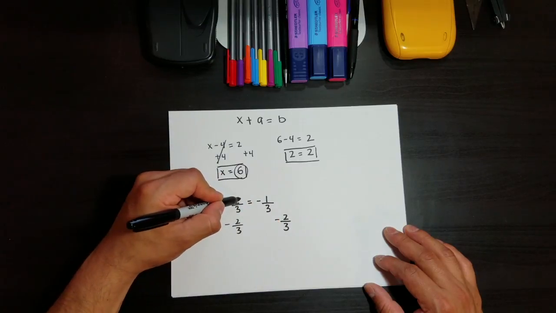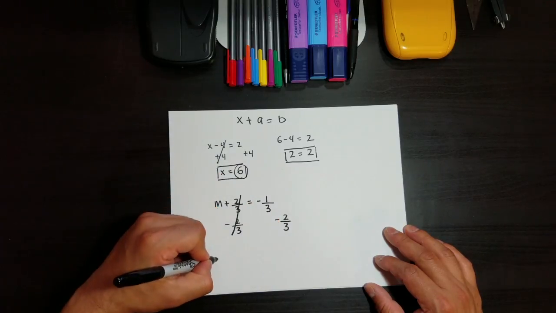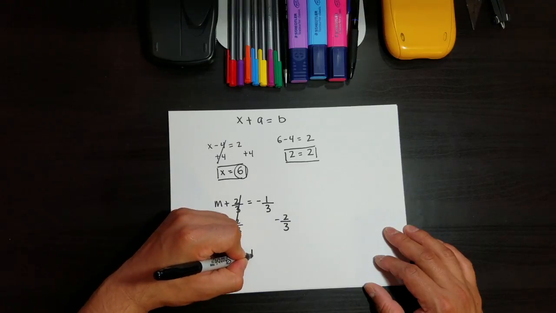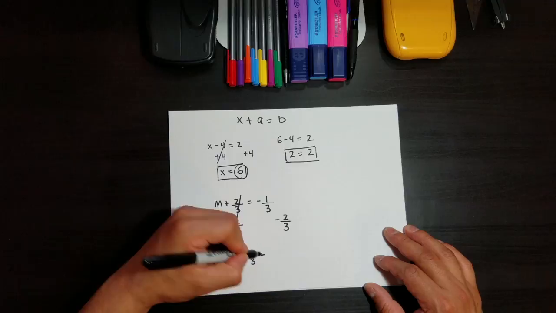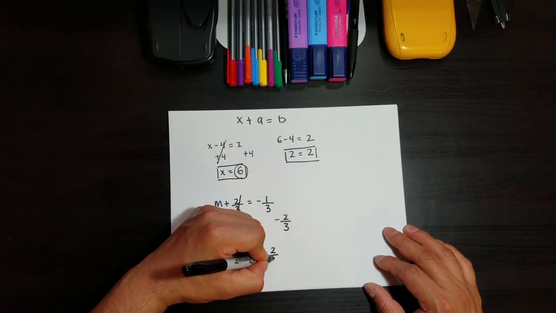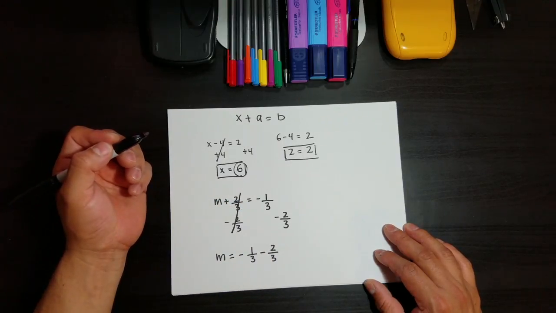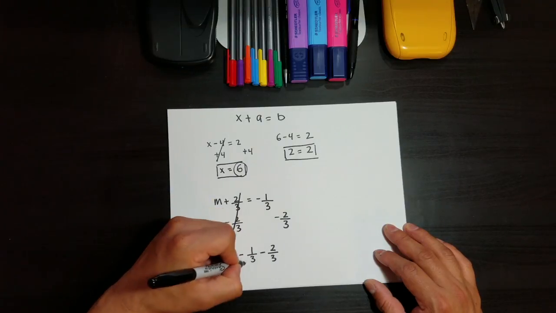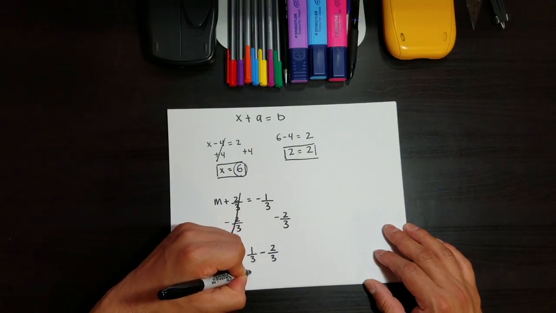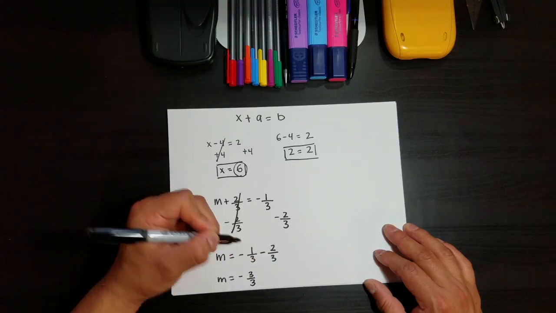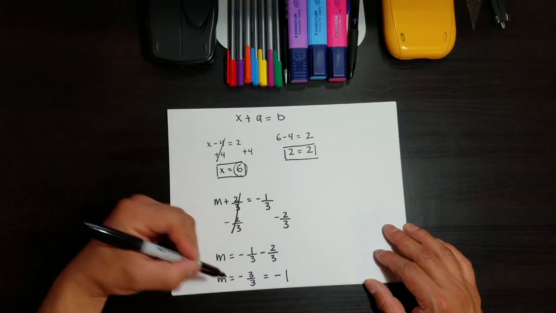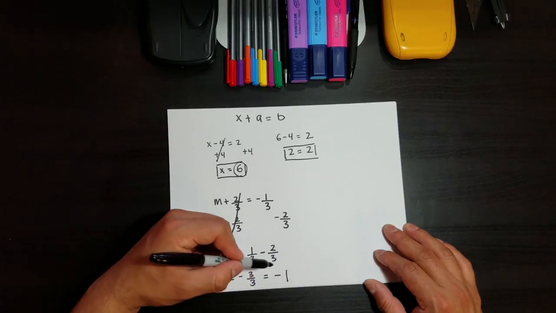right? This cancels out, and you're left with m equals negative 1/3 minus 2/3. And in this case, your answer is just negative 1.